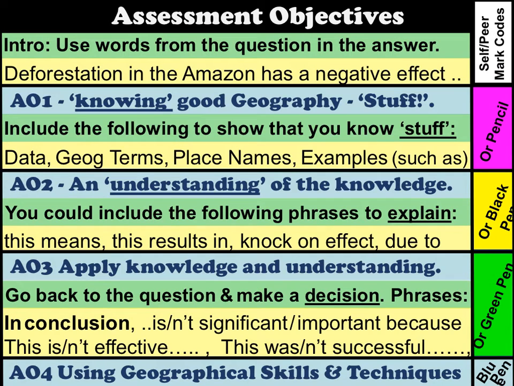Now that you've had a go at your questions, can you identify the AO1s, AO2s, AO3s? So AO1s, knowing good geography stuff, so data, examples, place names, geography words. AO2s, can you explain your idea? So this results in a knock-on effect of this is, this means that, due to. AO3s, do you understand it? Can you make a decision? So make a conclusion, words like significant, important, successful, effective, those kind of things.